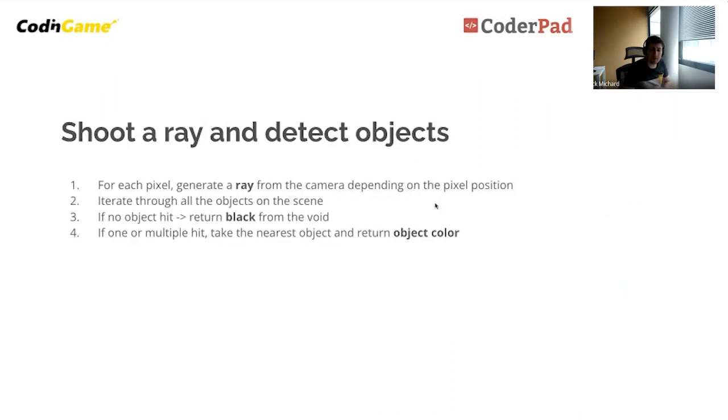So basically, step 1, for each pixel, I will generate a ray from the camera, depending on the pixel position on the screen, obviously. I will iterate through all the objects of the scene, and try to find if there is an intersection between this ray and the object in the scene. If I don't hit any object, I will just return black, like the void. And if I have one or multiple hits, I will take the nearest object from the screen and return the object color.